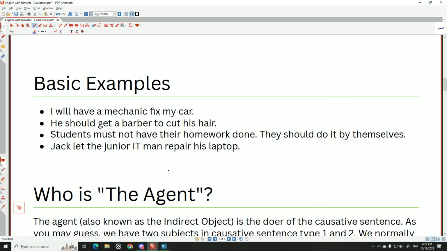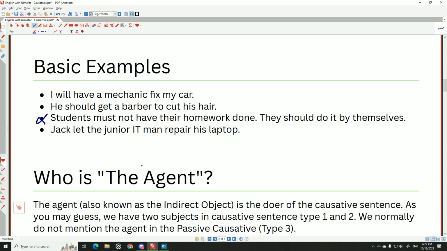Understood, very good. I will have a mechanic fix my car. He should get a barber to cut his hair. Students must not have their homework done. They should do it by themselves. That's the third form. We will talk about it. Jack let the junior IT man repair his laptop.